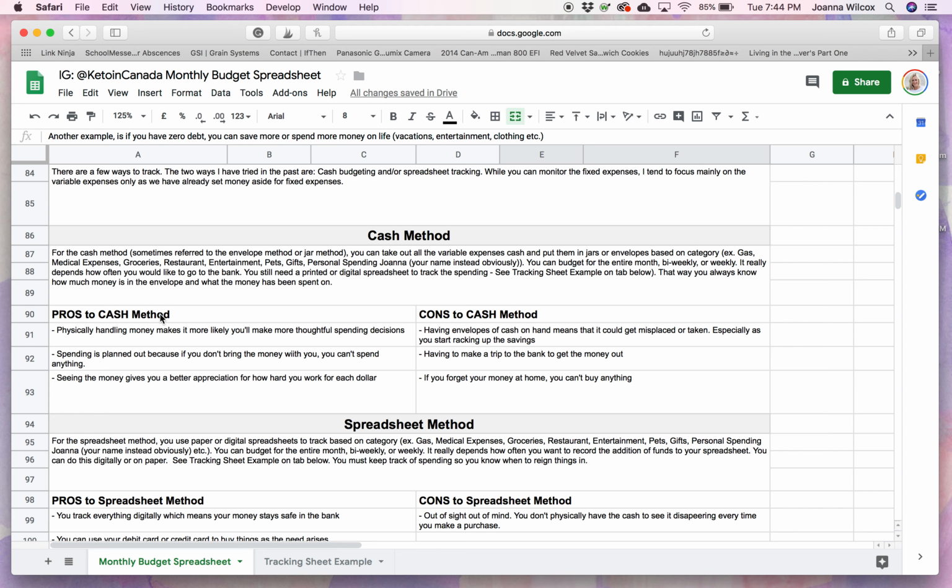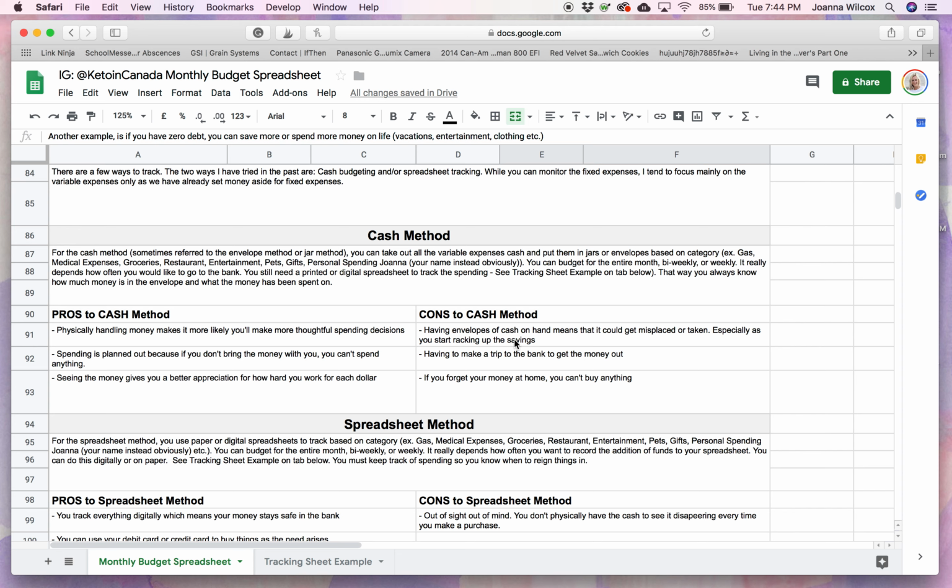So the positives to the cash method would be physically handling the money. It makes it more likely that you're not going to want to get rid of it when you see it, especially when you appreciate how hard you work for every single dollar. The spending is planned out because if you don't bring the money with you, you don't get to spend anything. The cons to that is having all that money on hand means it could get misplaced or even taken.